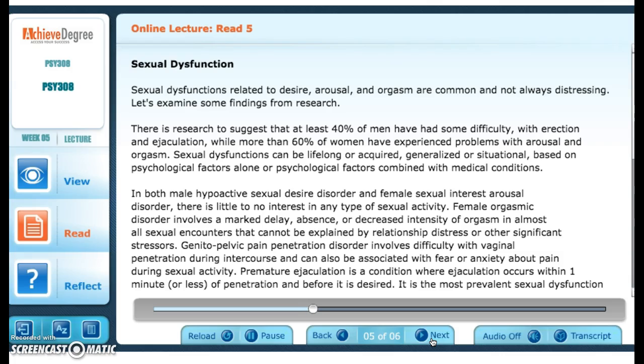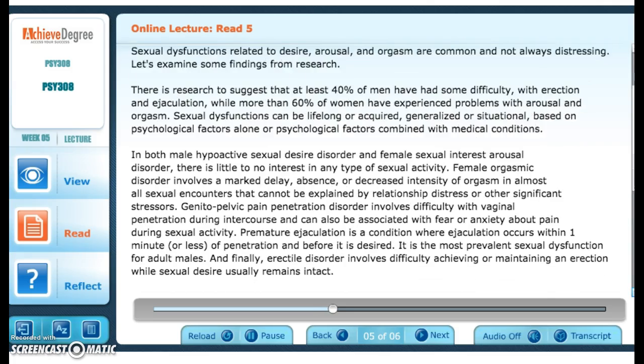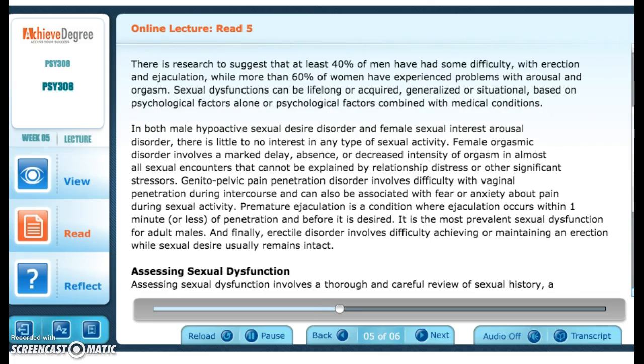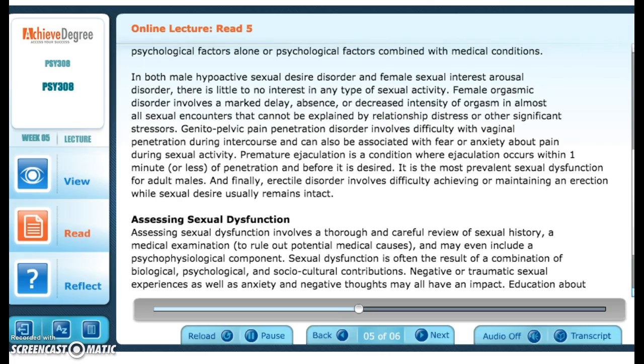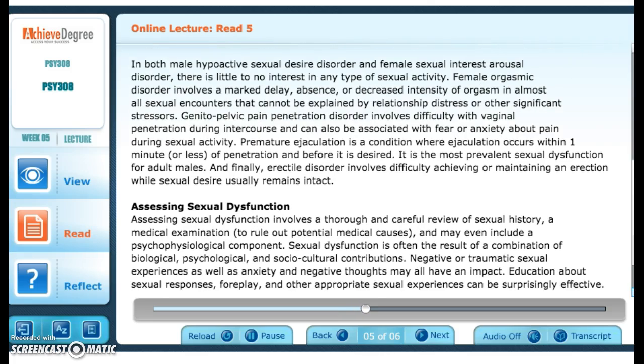Female orgasmic disorder involves a marked delay, absence, or decreased intensity of orgasm in almost all sexual encounters that cannot be explained by relationship distress or other significant stressors. Genitopelvic pain penetration disorder involves difficulty with vaginal penetration during intercourse and can also be associated with fear or anxiety about pain during sexual activity.